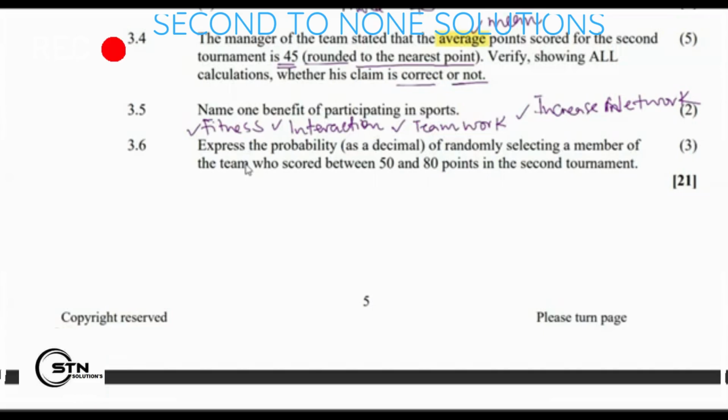Express the probability as a decimal of randomly selecting a member of the team who scored between 50 and 80. Remember, they are saying between, so 50 and 80 are not included. We are looking at 51 to 79. Remember, we are using team number. Select the member who scored in the second tournament. We shall look at the one below.